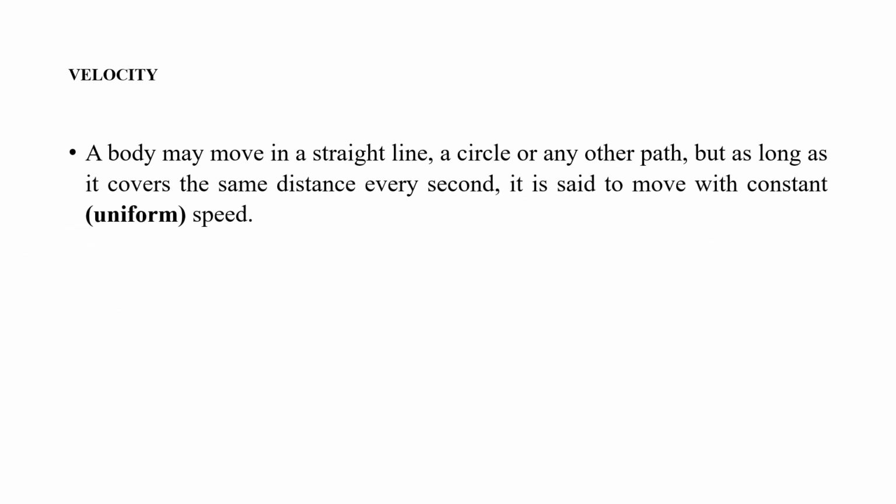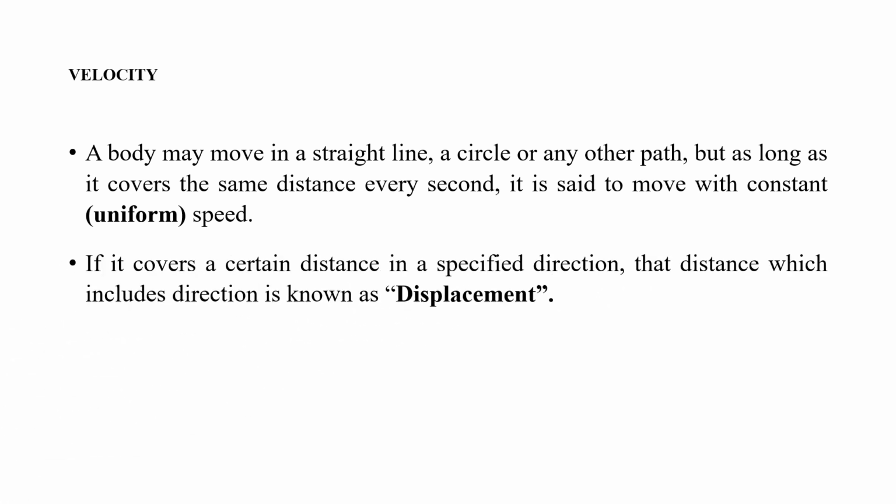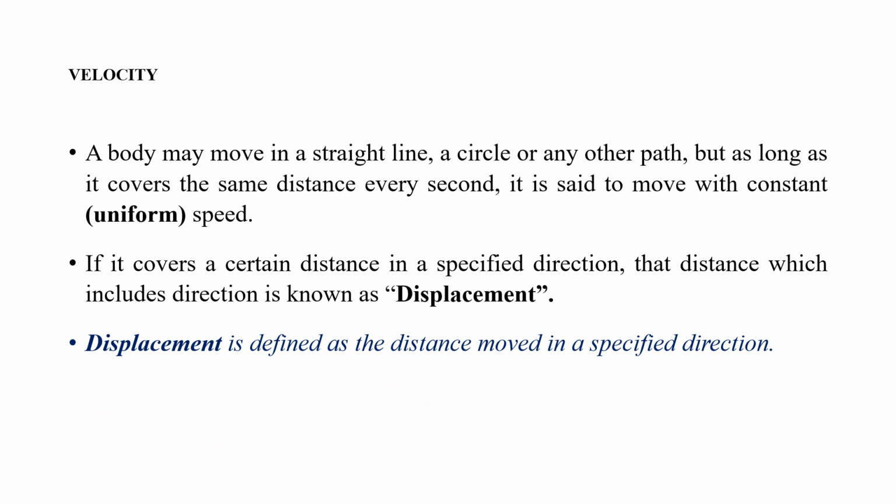Velocity. A body may move in a straight line, a circle, or any other path, but as long as it covers the same distance every second, it is said to move with constant, uniform, speed. If it covers a certain distance in a specified direction, that distance, which includes direction, is known as displacement. Displacement is defined as the distance moved in a specified direction.